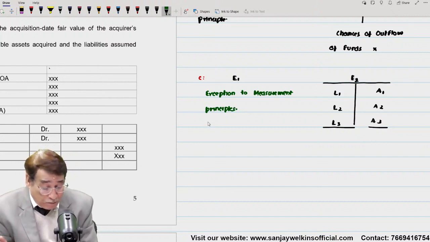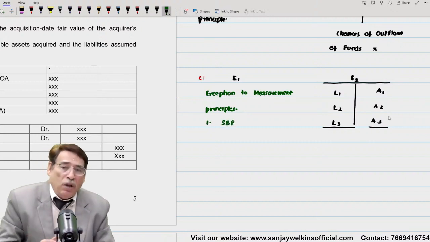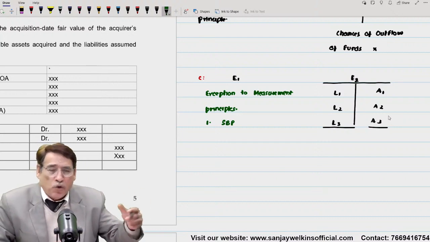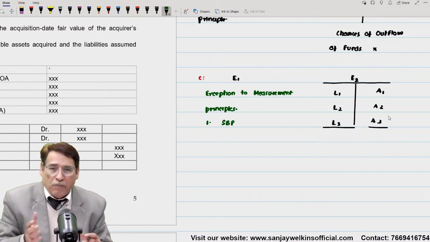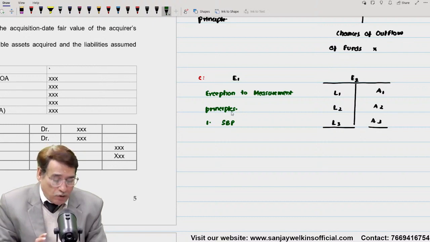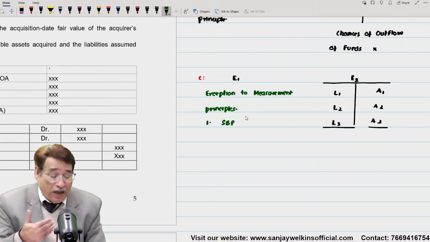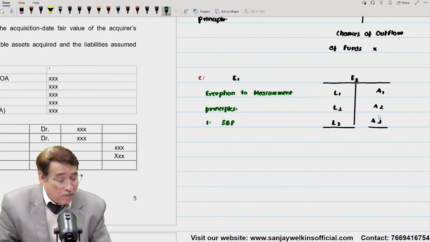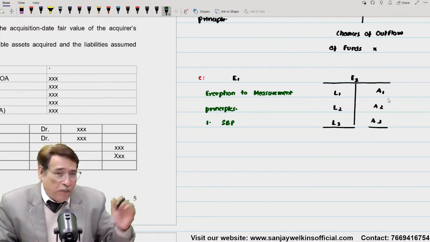such items comprise share-based payments. SBP, I'm writing in short form, share-based payment. E2 Limited might have announced a share-based payment scheme. You will learn about that in the chapter Ind AS 102, wherein we are going to learn a lot about share-based payment. Even at this moment, if I tell you something, you will not comprehend. So for simplicity's sake, I'm simply saying that the acquiring company might have announced a share-based payment scheme.